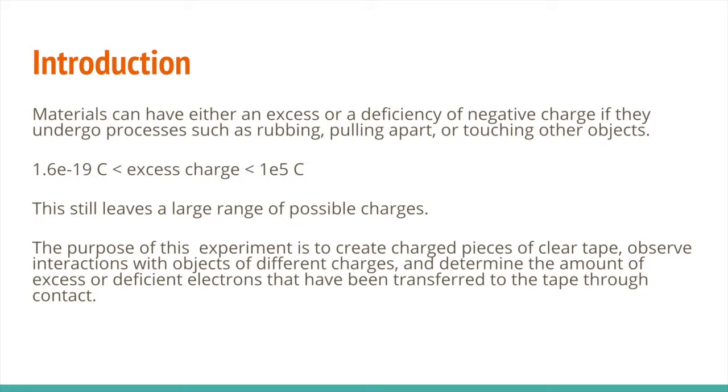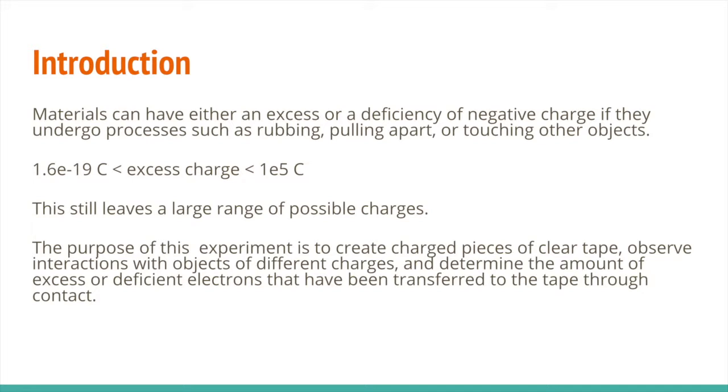Materials can have either an excess or a deficiency of negative charge if they undergo processes such as rubbing, pulling apart, or touching other objects. This excess or deficiency of negative charge can be in the range of 1.6 times 10 to the negative 19 coulombs and 1 times 10 to the 5 coulombs. This still leaves a large range of possible charges.